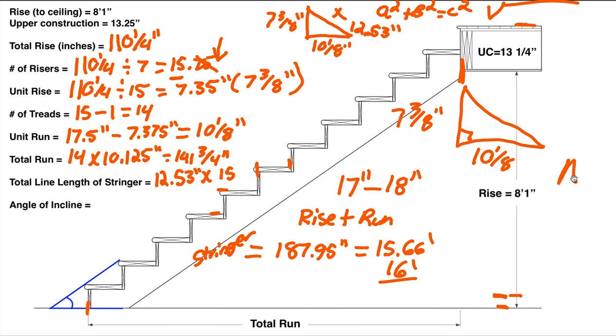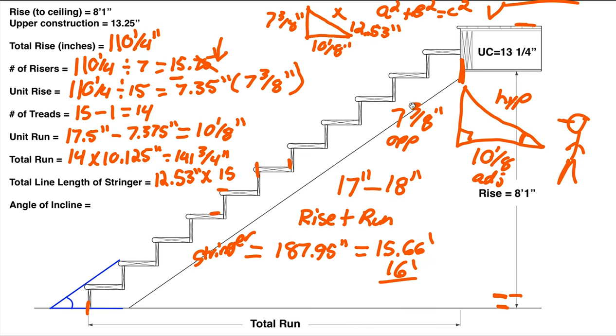So what I like to do is put myself in the perspective of the angle. I am this angle, which is the same as this angle. It's just a mirror image of it. So looking this way, which side is opposite of me? This side is opposite, and this side is adjacent, and this side has to be the hypotenuse always. Now, if I were standing over here looking this way, the 10 1/8 would be my opposite side, and the 7 3/8 would be my adjacent side. But since we're looking at this angle of incline, this is my opposite, this is my adjacent.